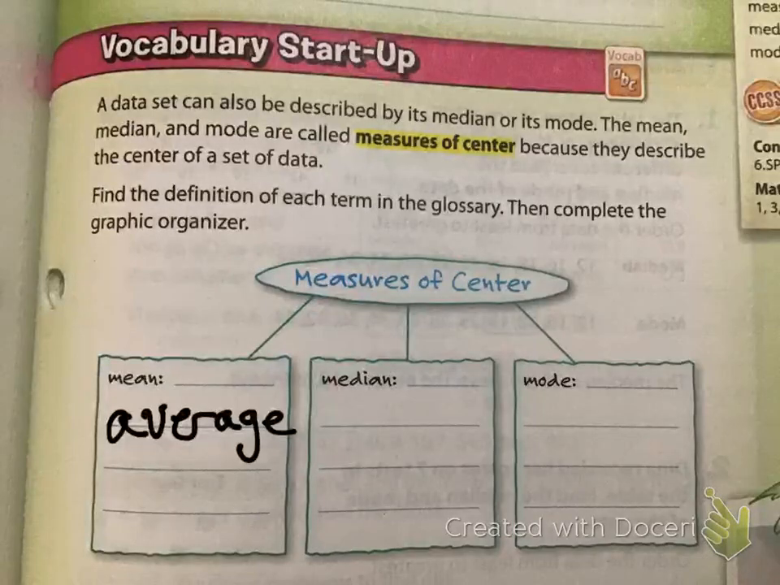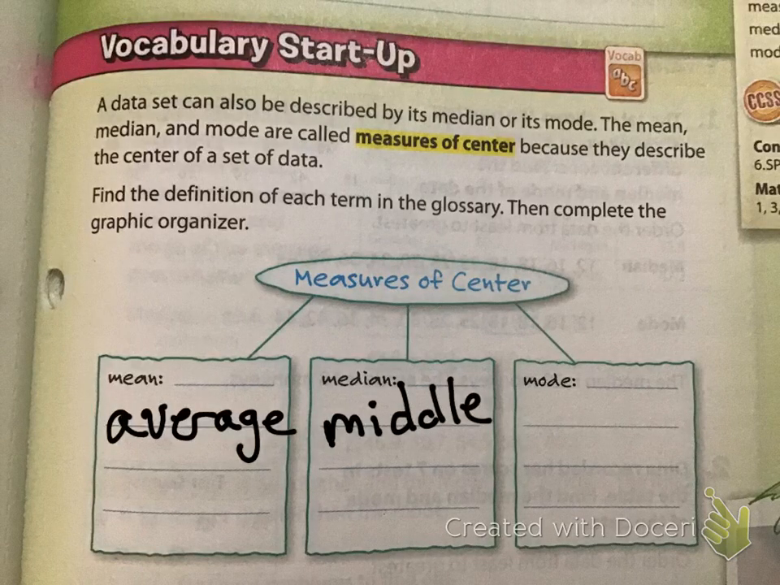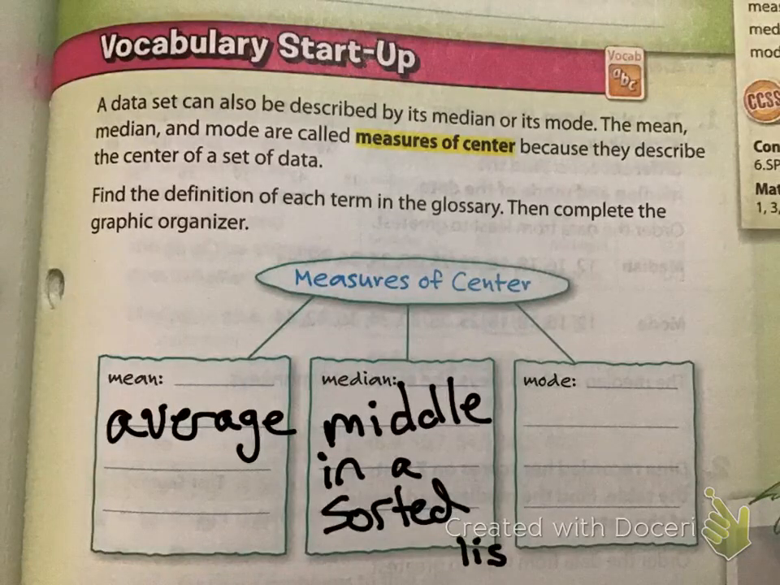So what a median is, it's literally the middle number. If we arranged our numbers from smallest to largest, median would be that middle number. So first of all, it's the middle in a sorted list, and that sorted list goes from smallest to largest. And it's the legit middle.